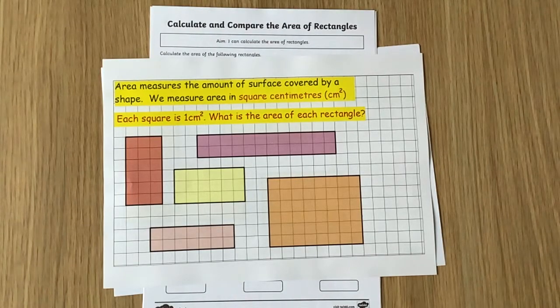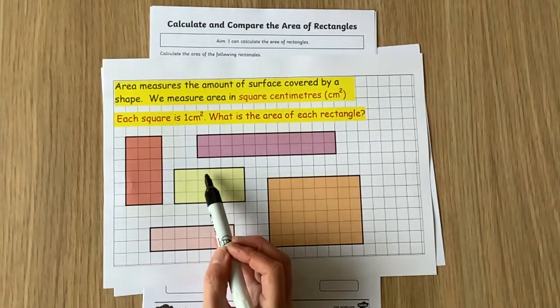Now, on the page that I've got in front of me, each of these shapes that you see they're all rectangles. Each of these rectangles is made up of lots of individual squares. Now you'll remember back in P4 when you first started looking at area, the easiest way to work out the area of a shape is simply to count the number of little squares that I can see inside it.